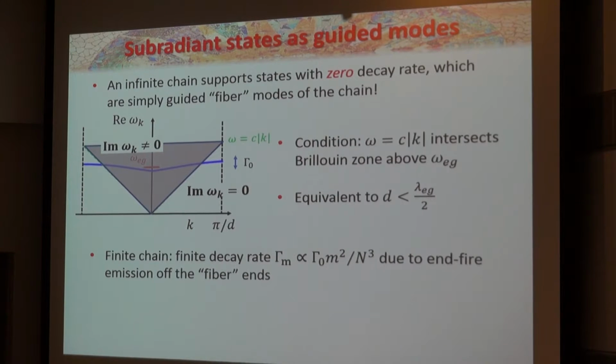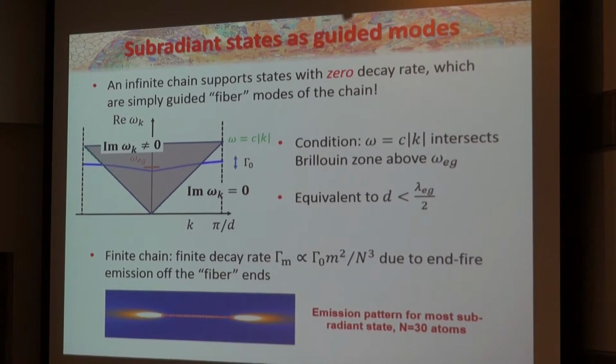And we can check that numerically. So we have the ability, given these spins, to reconstruct the electromagnetic fields. So you can take this set of 30 atoms, look at the most subradiant state, and look at the light intensity that's being emitted. And indeed, you see it's just launching light off the end like a normal optical fiber would.